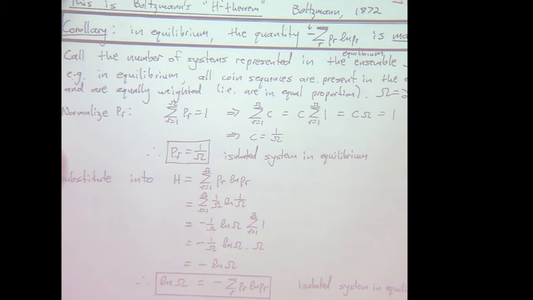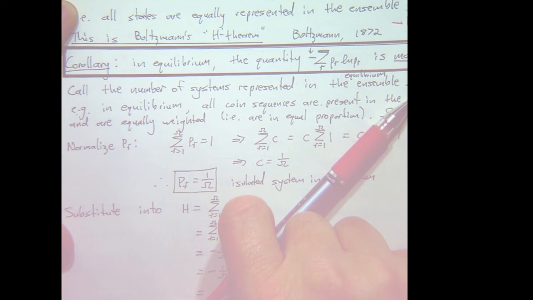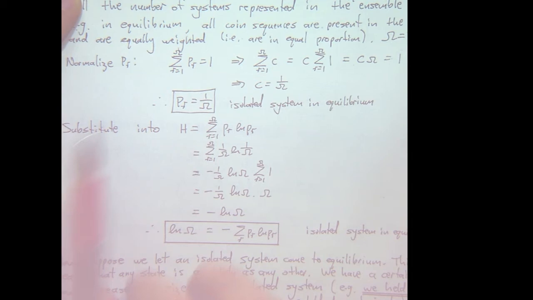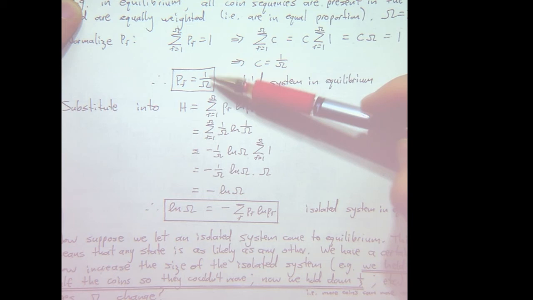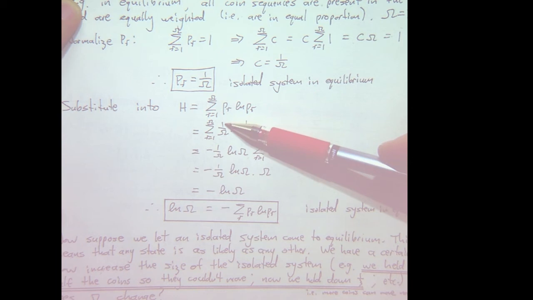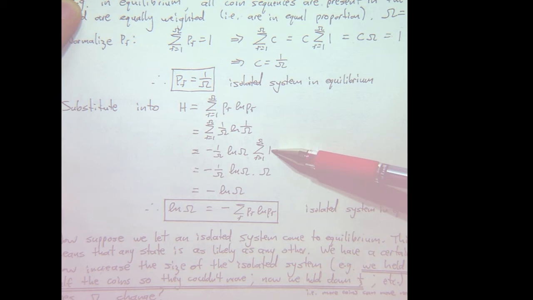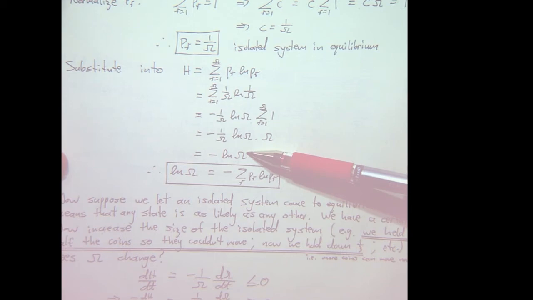Okay. Call the number of systems represented in the equilibrium ensemble, or the number of accessible states, omega. So omega is 2 to the n for coin tosses. In equilibrium, PR is just 1 over omega. If you substitute into H, with PR equal to 1 over omega, your sum is from 1 to omega. So that's 1 over omega log of 1 over omega. But 1 over omega is a constant, so put it out. So it's minus 1 over omega log of omega times the sum of R equals 1 to omega of 1, and that is just omega. Omega cancels, so it's minus log of omega. So in other words, log of omega equals minus the sum of PR ln PR.